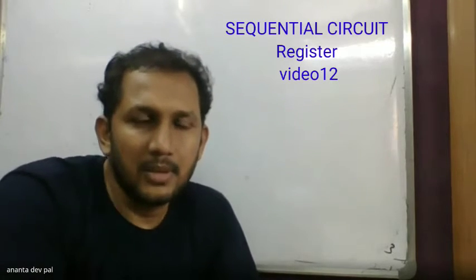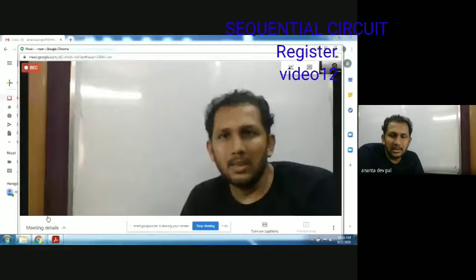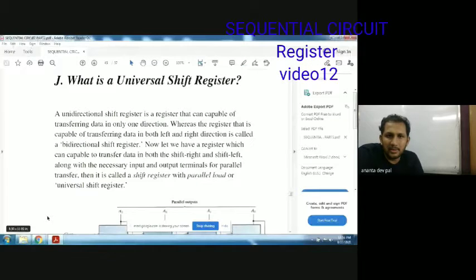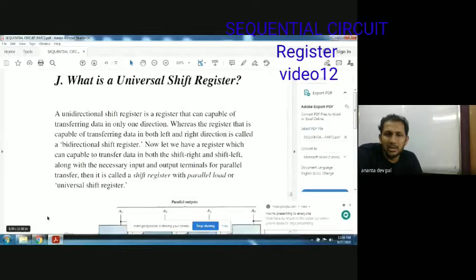Universal shift registers. A unidirectional shift register is a register that is capable of transferring data in only one direction, whereas a register that is capable of transferring data in both left and right directions is called a bidirectional shift register.